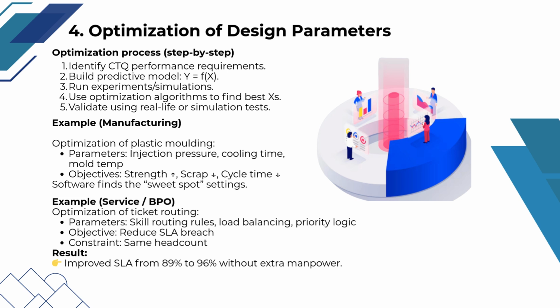For example, in plastic molding, parameters like injection pressure, cooling time, and mold temperature are optimized to increase strength, reduce scrap, and shorten cycle time, with software identifying the ideal sweet spot. In a service or BPO context, ticket routing can be optimized by adjusting skill-based rules, load balancing, and priority logic to reduce SLA breaches, resulting in improved SLA performance from 89% to 96% without increasing headcount.